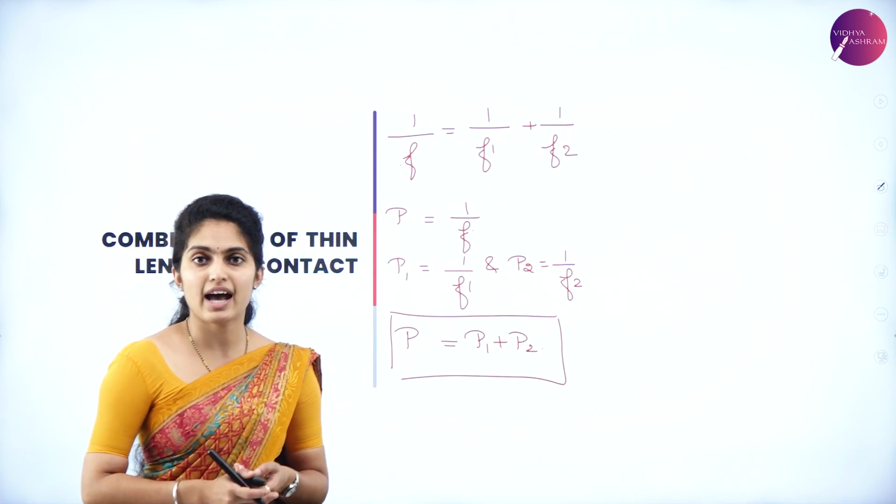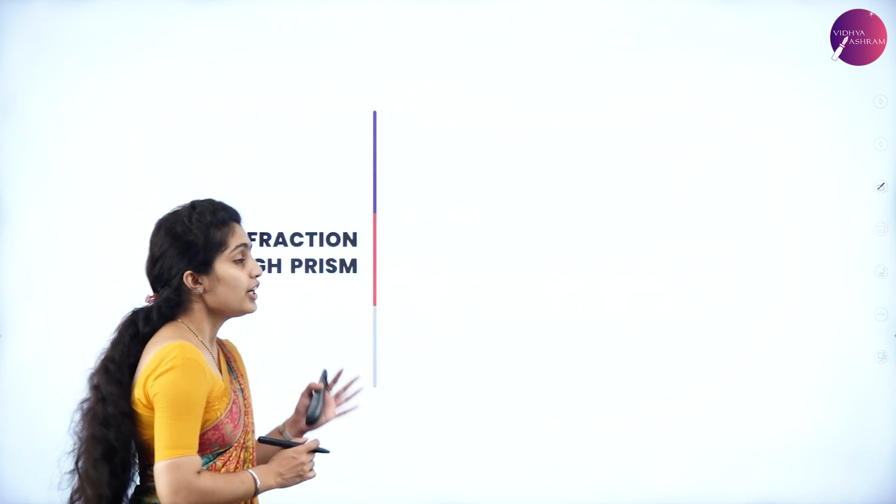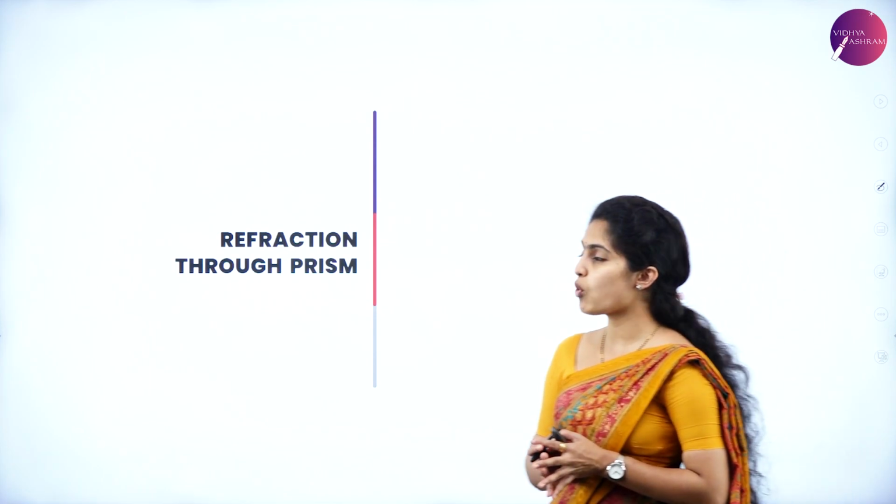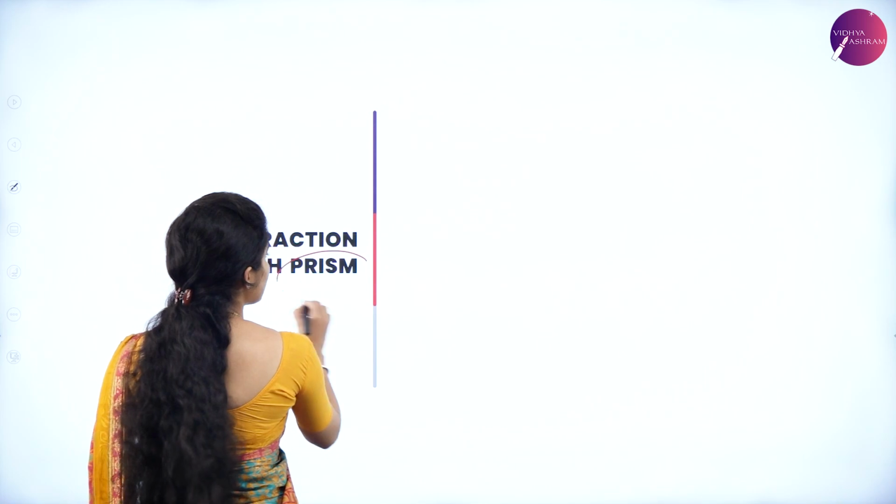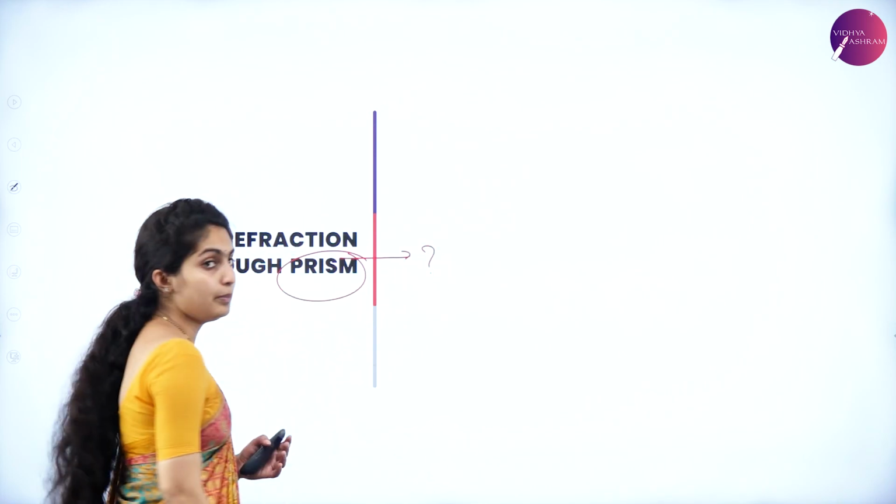Now we have the next derivation which we have to deal with, and that is refraction through a prism. Before going to the derivation, let us see what refraction through a prism is and what is meant by a prism. This is a new concept. What is meant by a prism?